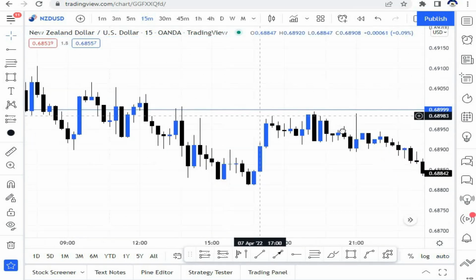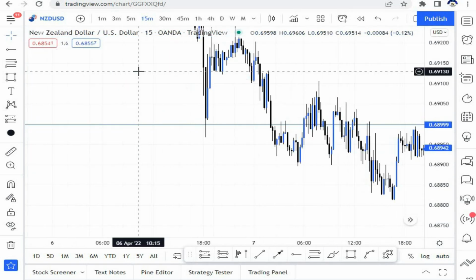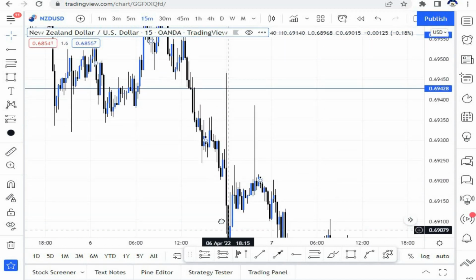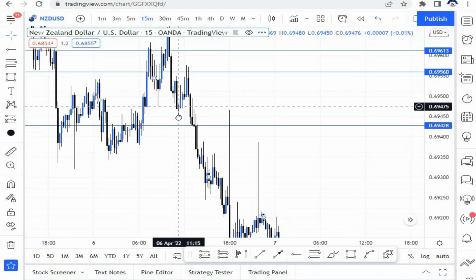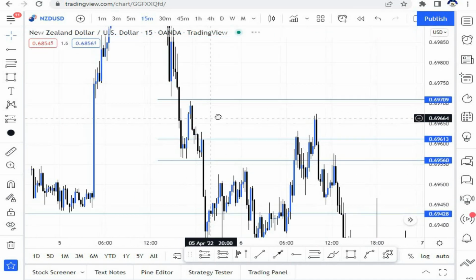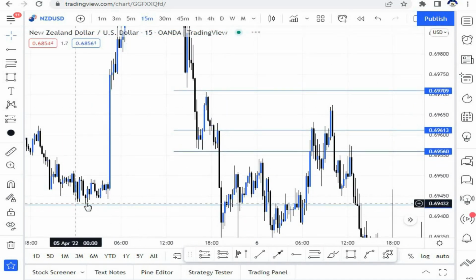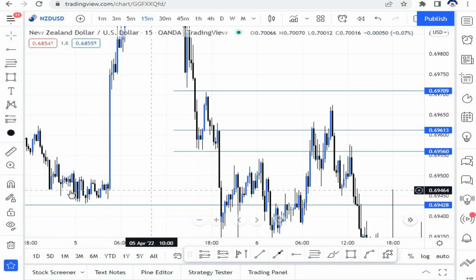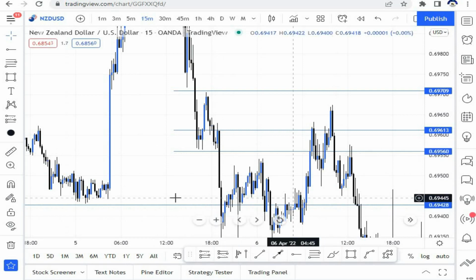Once we saw this, we went back to 15 minutes, because I do not use H1 anymore because it gives me a lot of structures. So I use my 15 minutes time frame. As you can see, we had a break of structure. Here this order block failed to hold. Then the price continued going down.